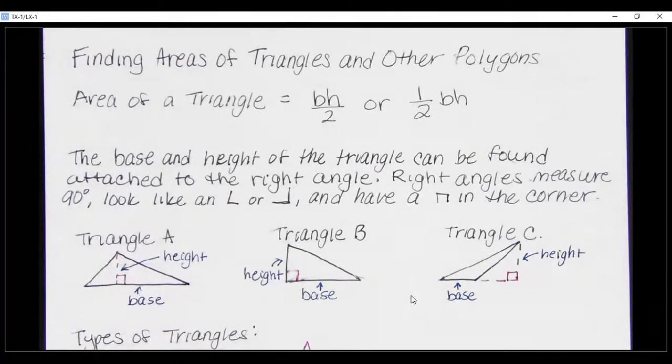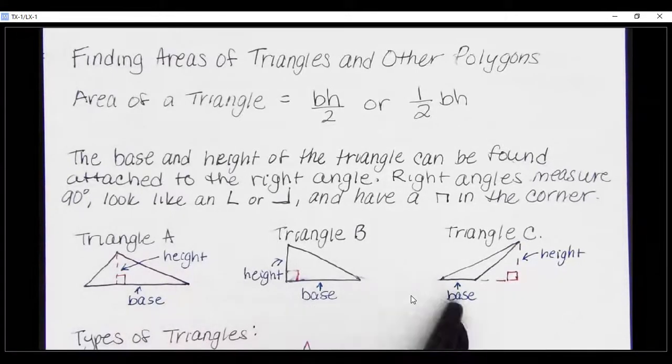The base and the height of a triangle can be found attached to a right angle. Right angles measure 90 degrees and they look like a perfect L or a backwards L. And they usually have a box in the corner. That is how you know that it's a right angle when it's written on paper. Right angles are going to be super important in this because wherever the right angle is, that is where your base and your height are going to be.